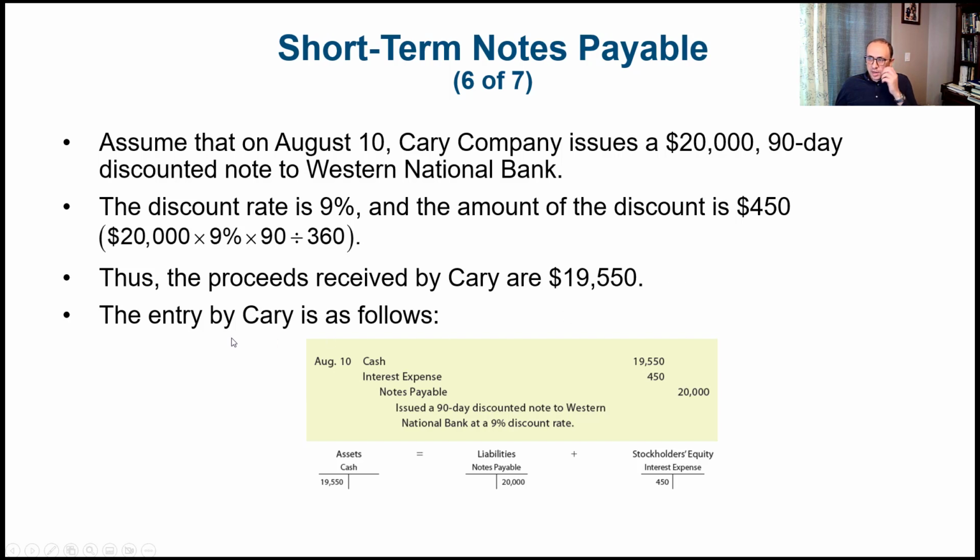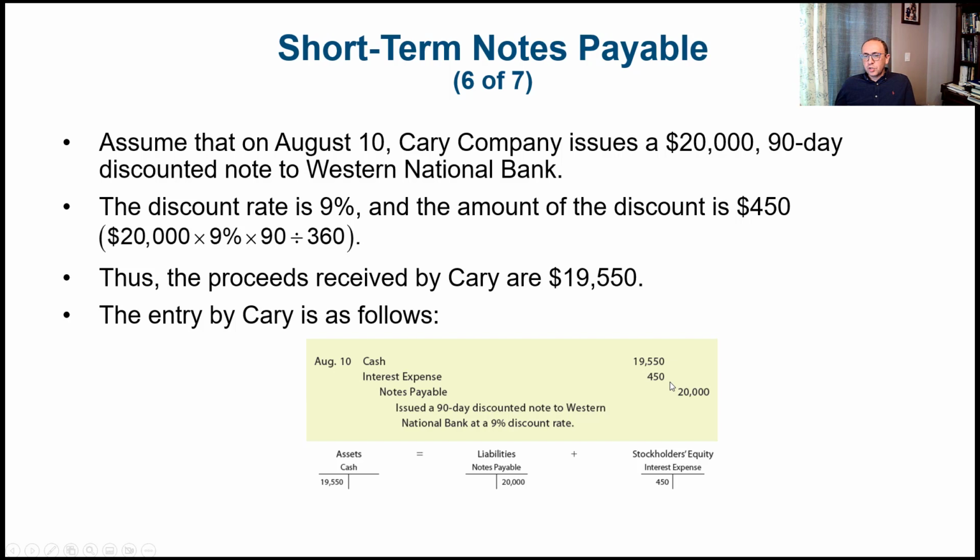So the entry by Carey would be as follows. The amount of cash we're going to receive on August 10th is only $19,550. Remember, we're issuing a note for $20,000, so we're going to credit notes payable for $20,000. And the difference, $450, at the date of issuance is going to be recorded as interest expense. And again, we have different options, but since this is short term, we can record interest in the same period right away. So interest expense is $450.